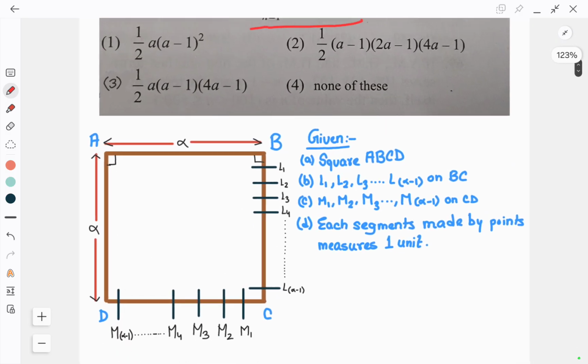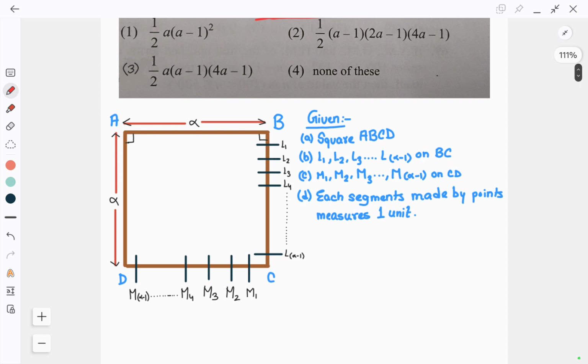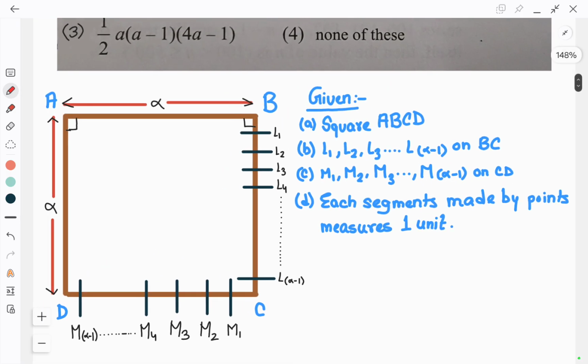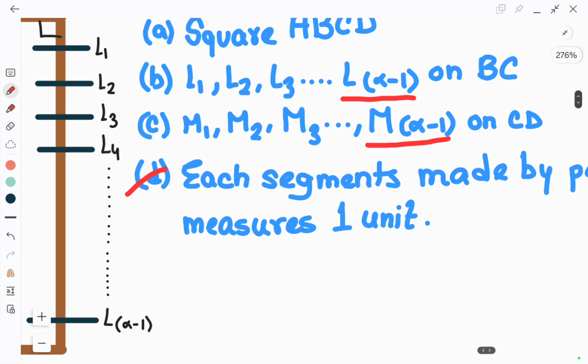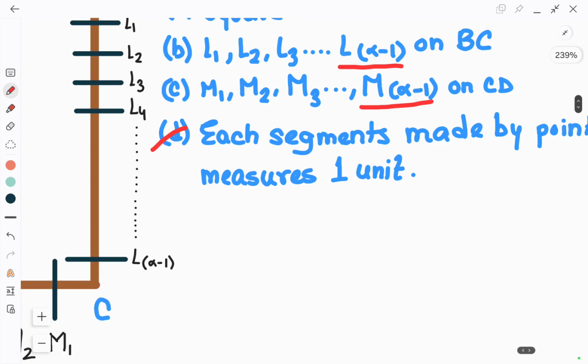So let's start. I have already drawn the figure, and in the question it is given a square ABCD where L1, L2, L3 are the points on BC and M1, M2, M3 are the points on CD. Now each segment measures 1 unit. So I have written the last limit which is not mentioned in the question. We can see that each side of the square measures alpha.